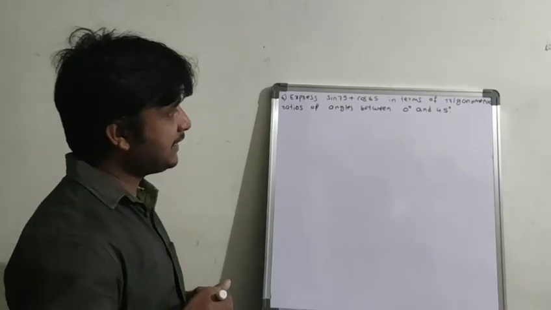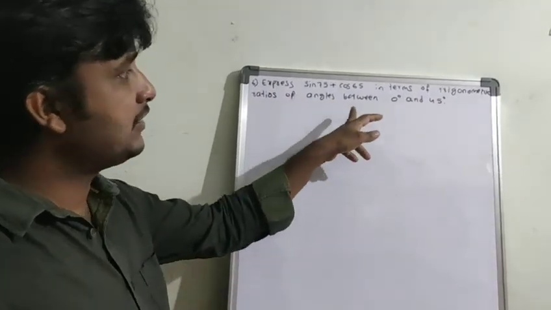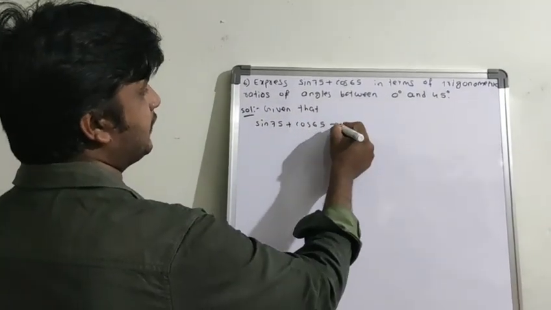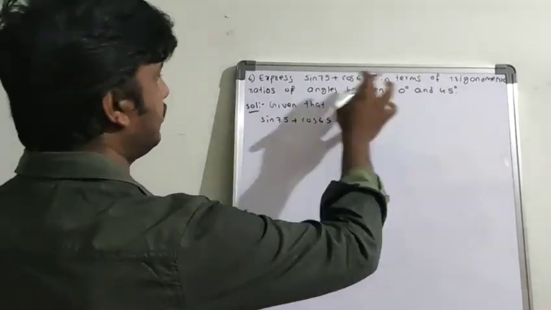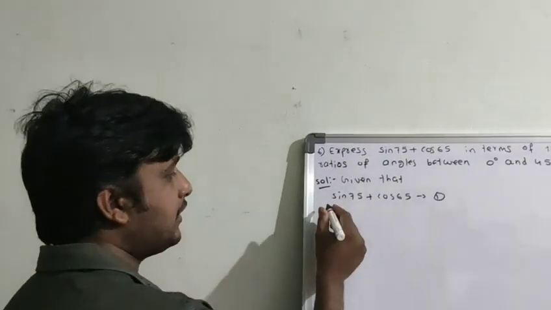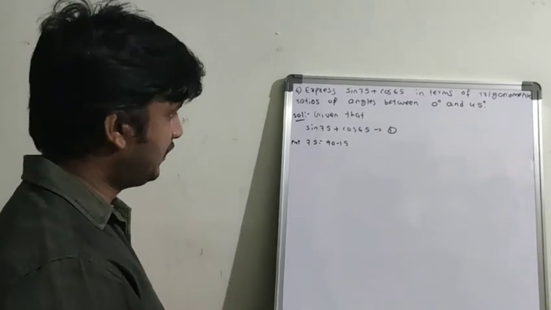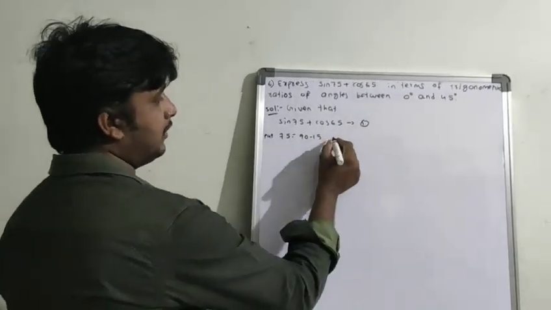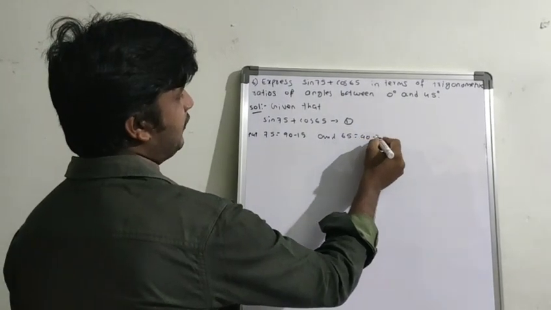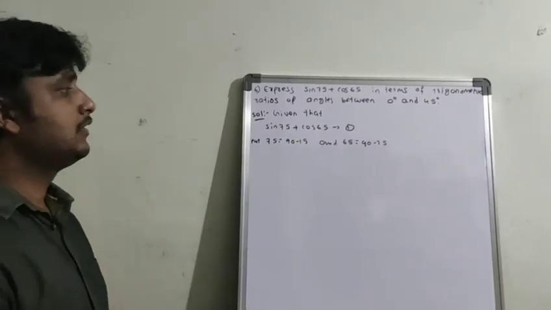Express sin 75 plus cos 65 in terms of trigonometric ratios of angles between 0 degrees and 45 degrees. So this is equation 1. If you observe, 75 you can write as 90 minus 15, and 65 we can write as 90 minus 25.